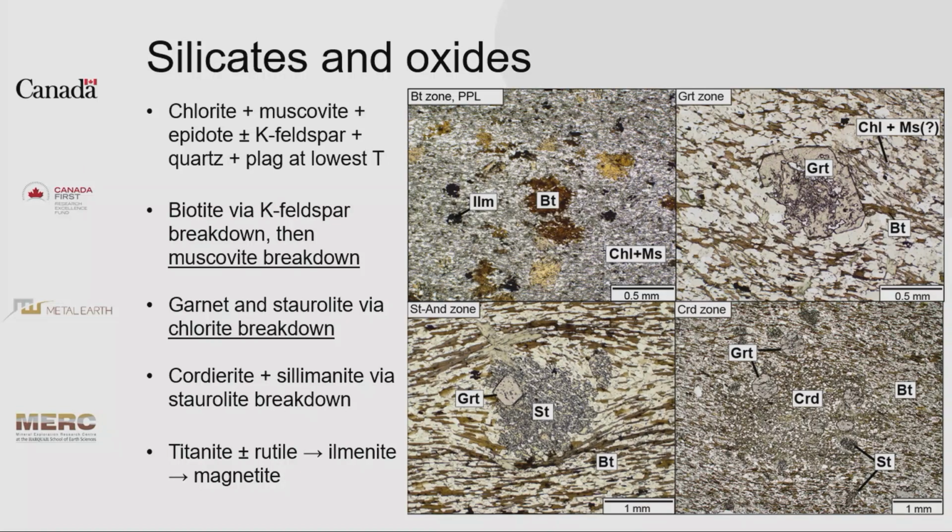And then at a bit higher grades, cordierite forms by staurolite breakdown. I've also included the oxide paragenesis that Diogo was talking about: titanite and rutile at low grades, ilmenite, and then a little bit of magnetite at the very highest grades.